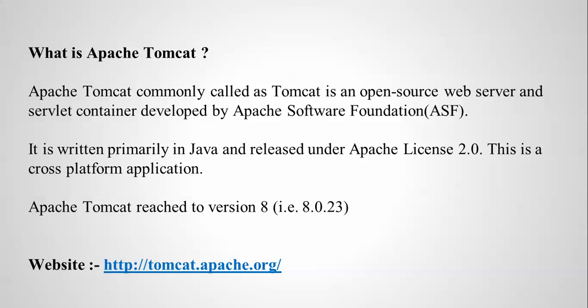So, what is Apache Tomcat? Apache Tomcat is commonly called Tomcat. It is an open source web server and servlet container developed by the Apache Software Foundation. It's written primarily in Java and released under the Apache License 2.0. So this is a cross-platform application.